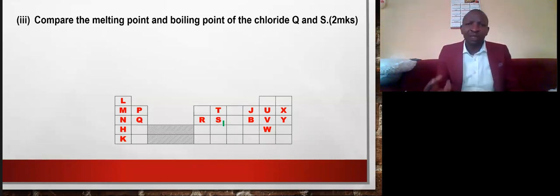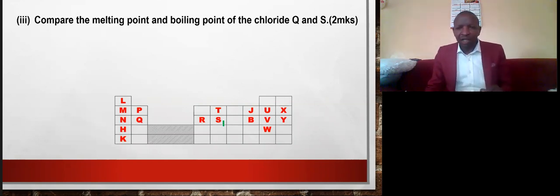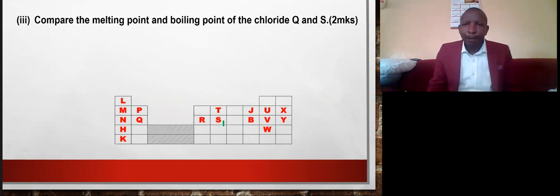The chloride of S is silicon chloride, which has a simple molecular structure. The oxide of S, which is silicon oxide, has a giant covalent structure with strong covalent bonds. Silicon oxide has a giant atomic structure with strong covalent bonds. What about silicon chloride? What does it have?